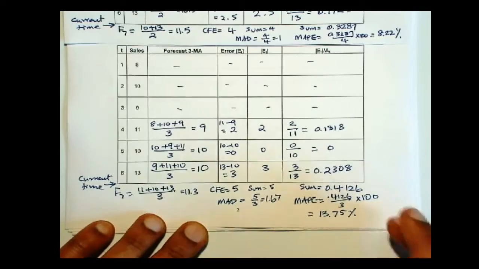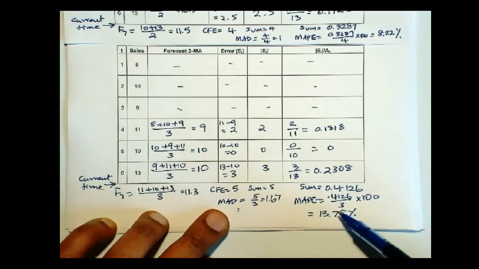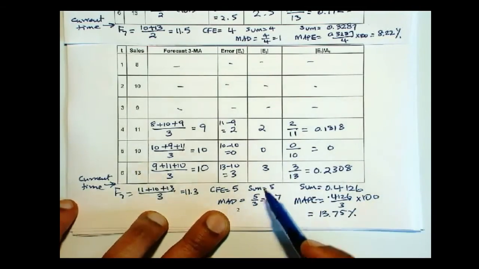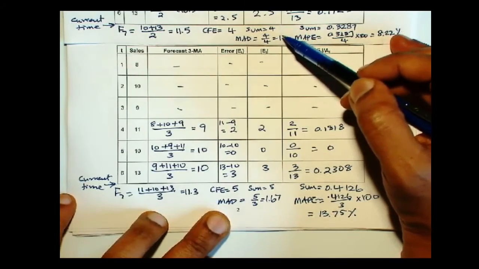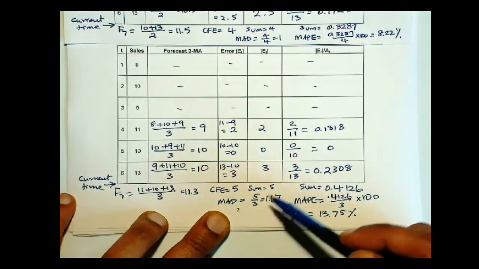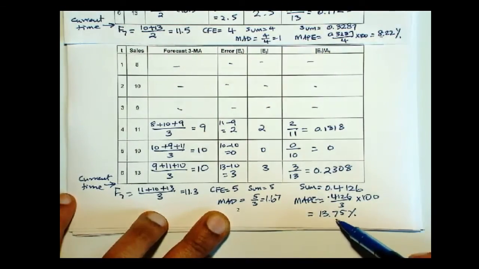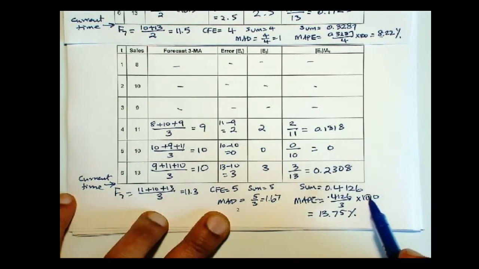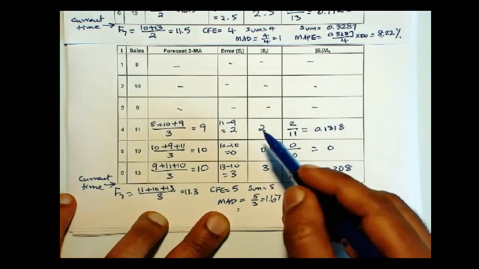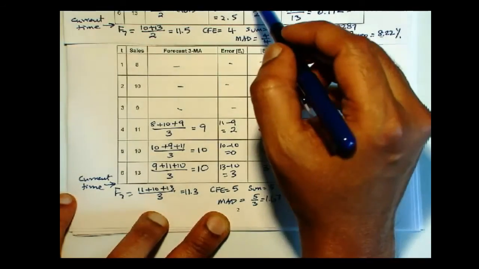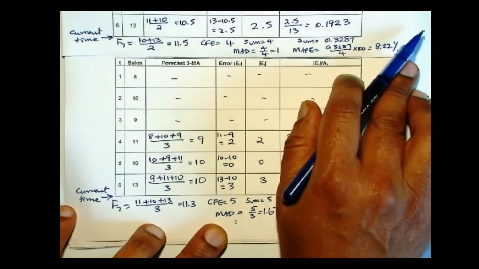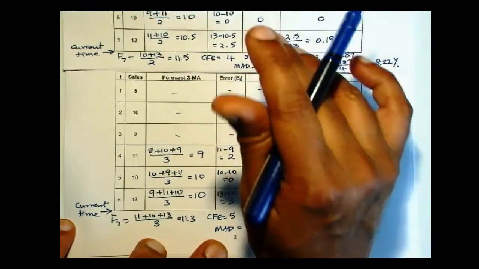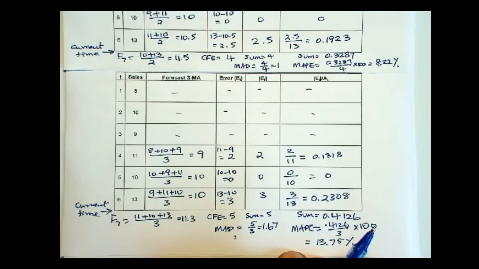So when you compare the MAD and MAPE of the 3-period moving average with that of the 2-period moving average, you see that the MAD has gone up, so has MAPE. So the error measures are greater for MA3, so moving average with 2 periods is a more accurate forecast at this point.